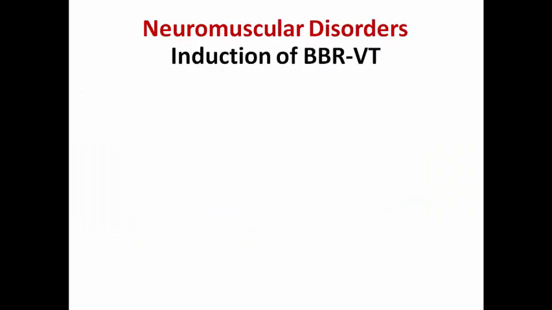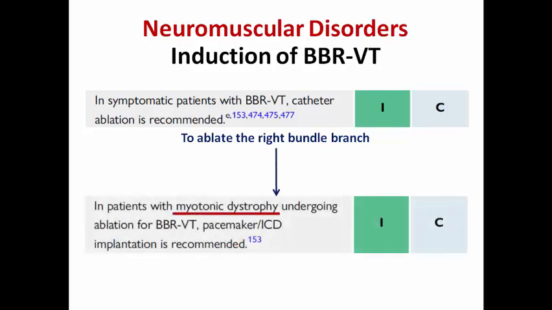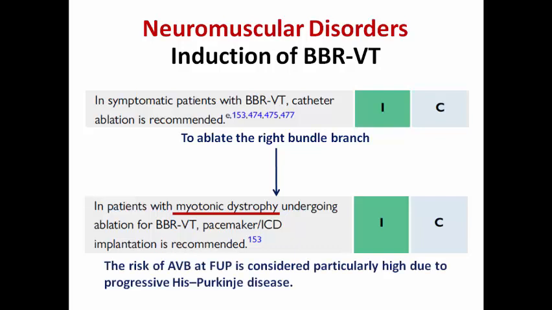In some patients, they may have induction of bundle branch reentrant VT, in which case catheter ablation is recommended to ablate the right bundle branch. But those patients need pacemaker or ICD implantation because the risk of AV block at follow-up is high, due to the progressive His-Purkinje disease in those patients.